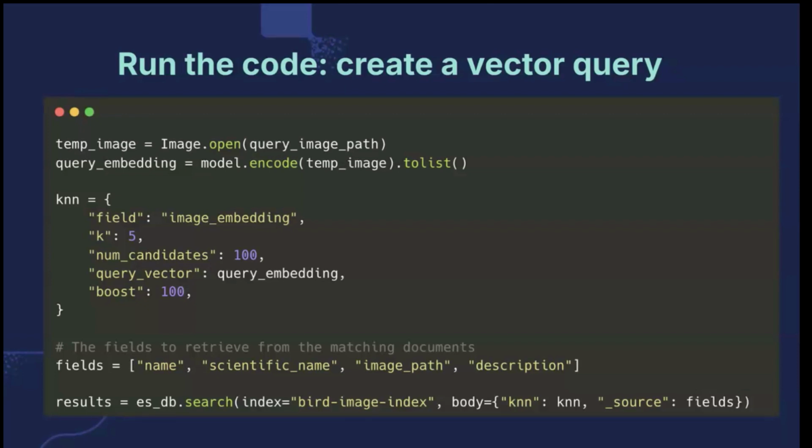Lastly, that fields array is going to say, I want to get the name, the scientific name, the image path, and a description back from you. That's all I want, nothing more. And then at the bottom, you'll see all of that wrapped together. es_db.search. I'll pass in the index, the query body, which includes the KNN, and the fields under source.